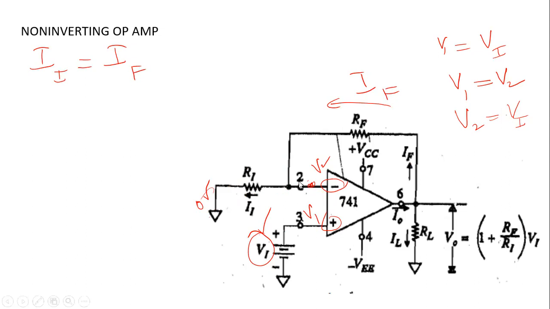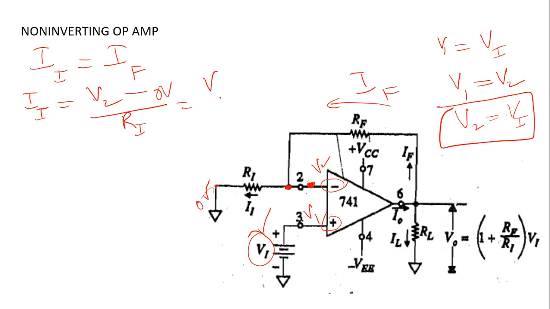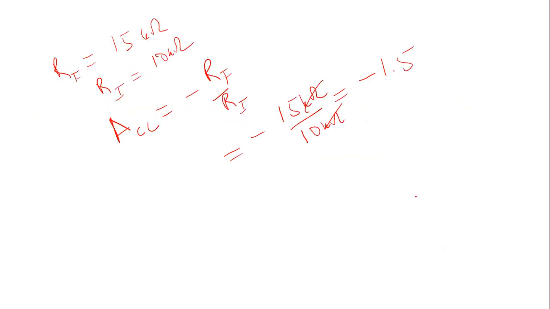Now, what is II? II is again very simple. It is the potential difference between these two terminals. The potential at this point is V2, so this junction is also at V2. So V2 minus 0 volt, upon RI. And V2 is your input voltage VI, so II equals VI upon RI.